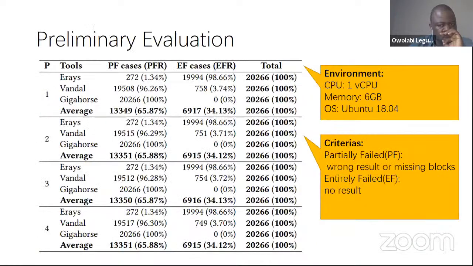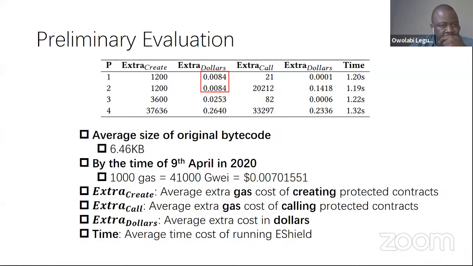And we use Erays, Vandal, and Gigahorse as benchmarks. These tools are good reverse analysis tools of smart contracts. As shown in the table, all the 4 patterns can effectively fight against the reverse tools. On average, the extra cost of creating a contract protected by pattern 1 and 2 is less than 1 cent. And the extra cost of calling a contract protected by pattern 1 and 3 is less than 0.1 cent.